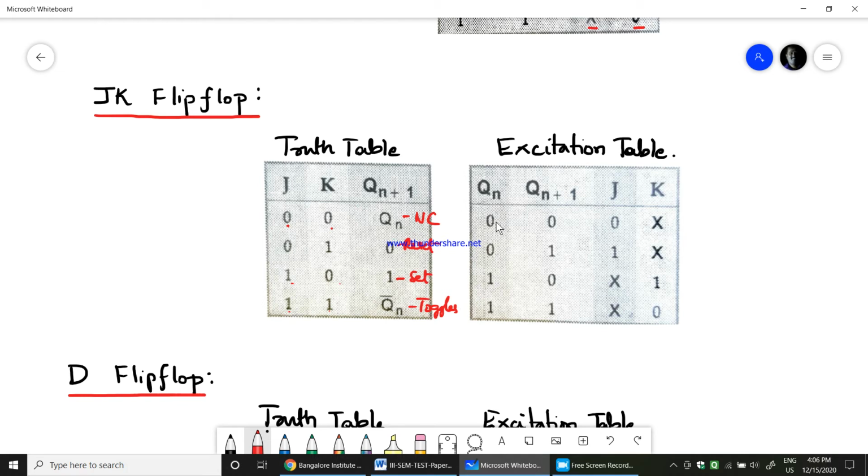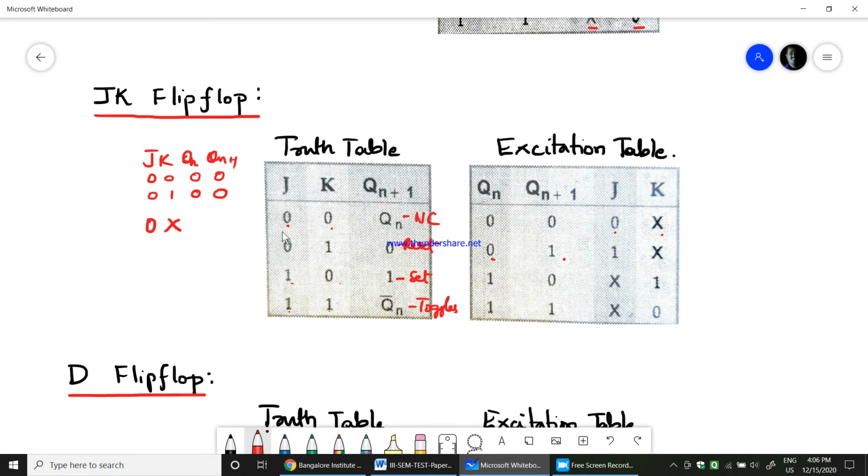So when Qn is 0, the next state is 0. This can happen in two states. One is no change. The other is when J and K is 0 1. So 0 0, 0 1. You see Qn is 0, Qn plus 1 is also 0. Therefore, I can say this is 0 X for J and K. Qn is 0, Qn plus 1 is also 0, therefore 0 X.